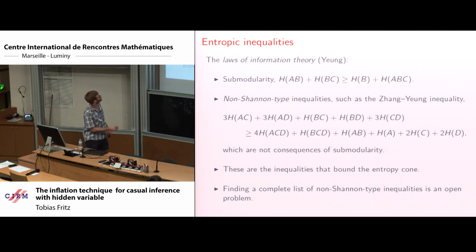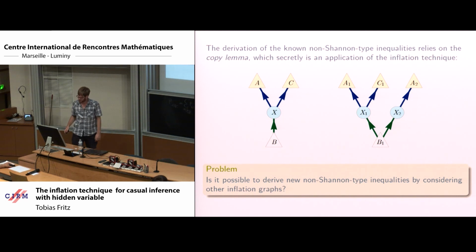So these are called non-Shannon type inequalities. And these are pretty difficult to get your hands on. And as far as I know, it's an open problem to find a complete list. Even theoretically, to find some procedure that could generate a complete list. And now the standard method for deriving such inequalities is what's called a copy lemma. And in a sense, this is a very simple observation, but what I want to explain is that you can view this as an instance of the inflation technique.